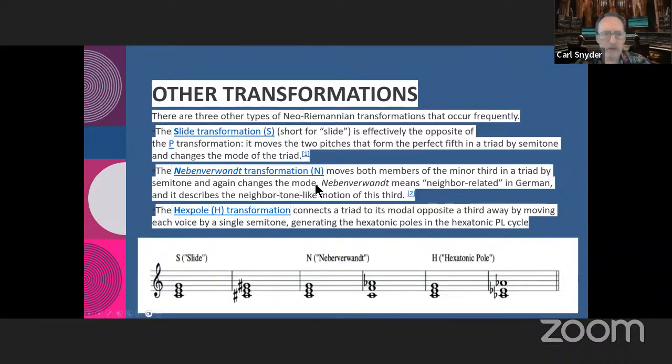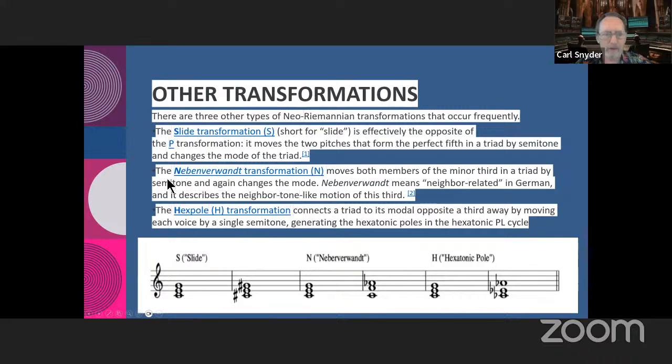So the next iteration is, and these are still considered neo-Riemannian transformations that occur frequently, the slide. The slide is effectively the opposite of the P transformation. It moves the 2 pitches that form the perfect fifth in a triad by semitone and changes the mode of the triad. So here you see the slide going from C to C sharp minor. The E stayed the same.